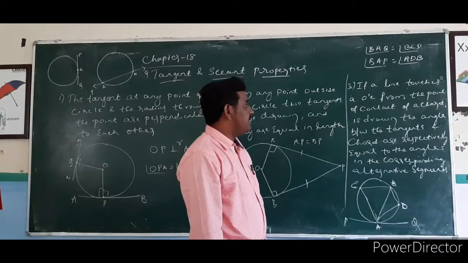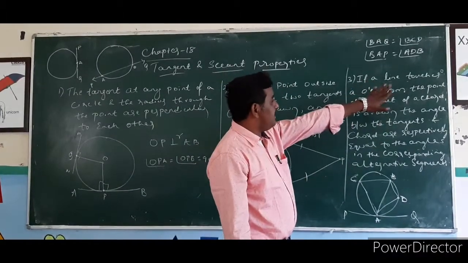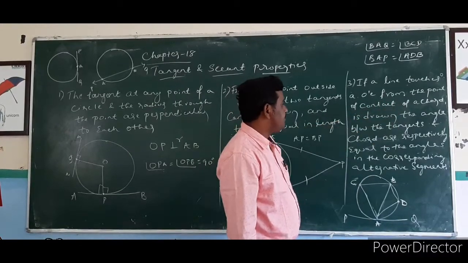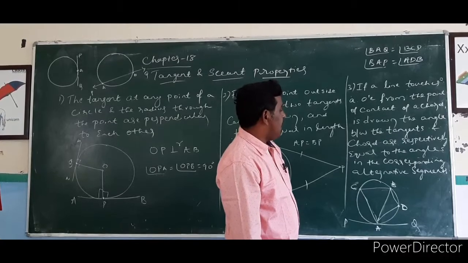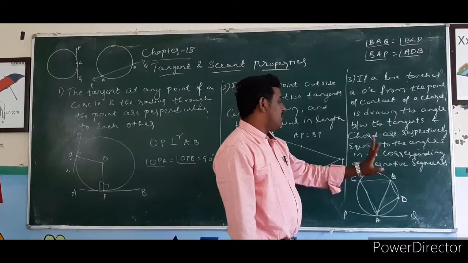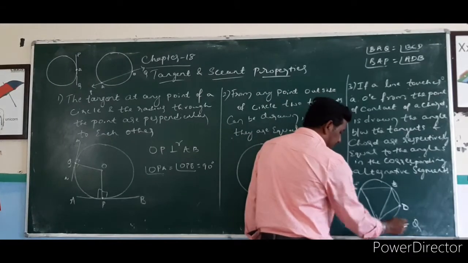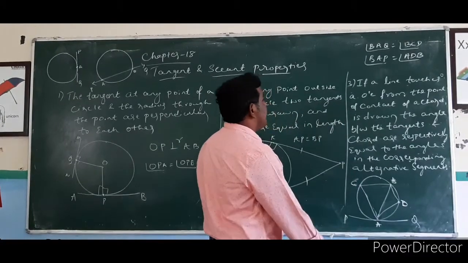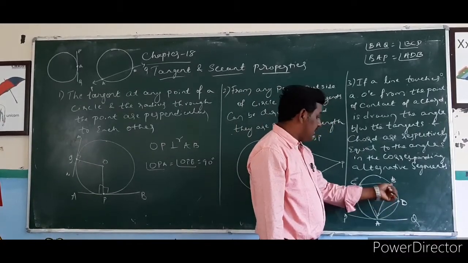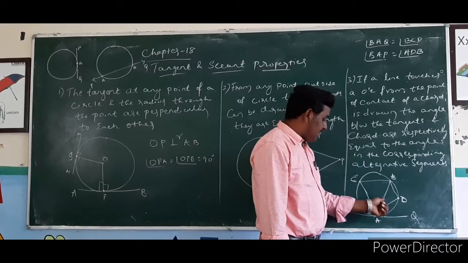The last point is very important, but also very easy to understand. If a line touches a circle, then from the point of contact, the angle between the tangent and a chord is equal to the angle in the corresponding alternate segment. Here, PAQ is a tangent, and I am considering AB as the chord. So the angle between the tangent and chord.